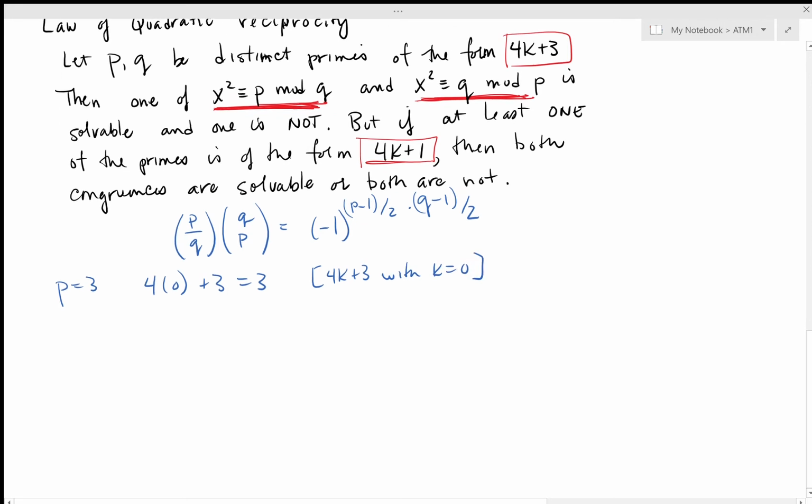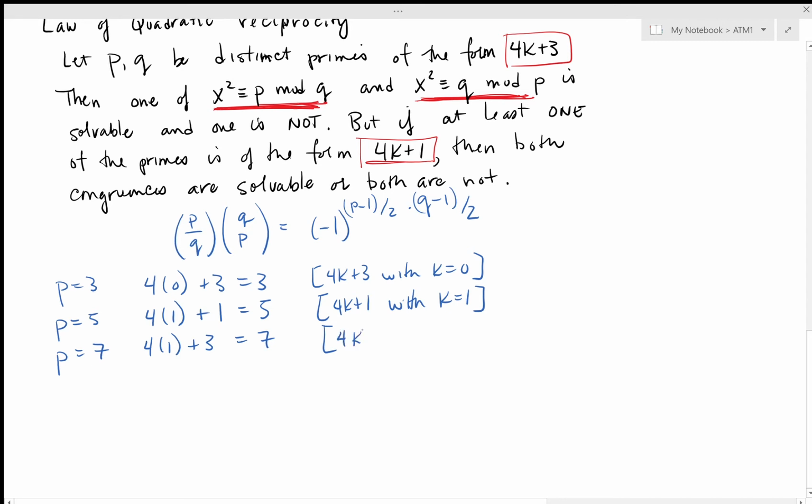Okay, let's take a look at another prime number, p equal to 5. So we think, what does that look like? Well, that'll be 4 times 1, 4 times 1 is 4, plus 1 is 5. So this is of the form 4k plus 1 with k equal to 1. Let's keep going with the next prime number, p equal to 7. 7 looks like this, 4 times 1 plus 3. That's 7. So the prime p equals 7 is of the form 4k plus 3 with k equal to 1.